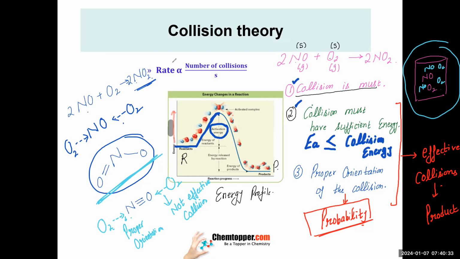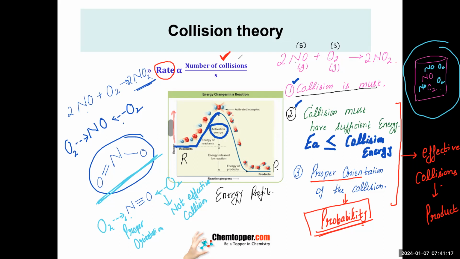So rate of reaction, rate means how fast, how slow, is directly proportional to the number of collisions. Because if you have more collisions, then there are more chances of proper orientation, and more chances of molecules with sufficient energy, energy more than activation energy. I'm talking about the probability here. So probability can be increased if you increase the number of collisions, right? Is it okay?